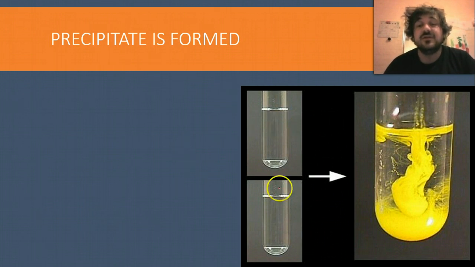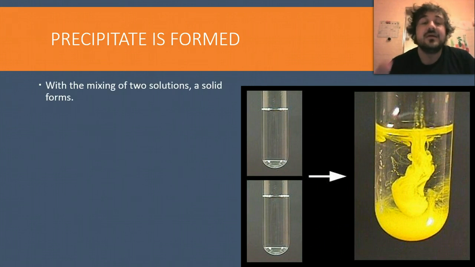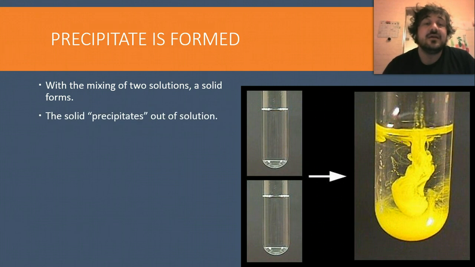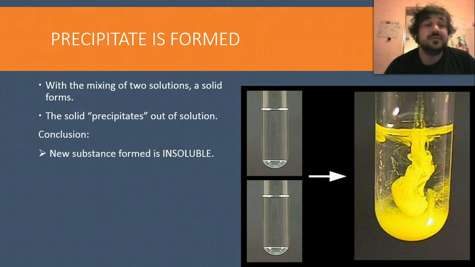Here we have two soluble substances that we're about to mix together, and we get this solid. That's a solid forming. So soluble, soluble. Okay, so we mix two solutions, a solid forms. That's a precipitate. The solid precipitates out of solution. The conclusion that can be drawn is that the new substance formed is insoluble.